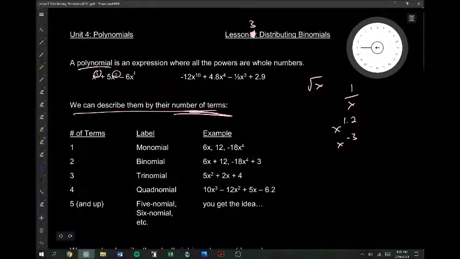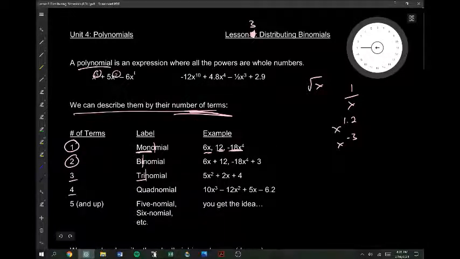One is by the number of terms. If a polynomial has one term, we call it a monomial, because mono means one. So like this is a monomial, here's a monomial, here's a monomial. 2 terms is a binomial, because bi means 2. 3 terms is a trinomial, because tri means 3.